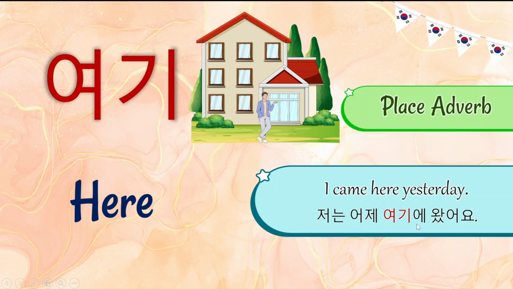As we are talking about a place over here, you have to attach the location particle 에 to 여기. Now, remember that the placement of 에 is usually assumed, and therefore it is very natural to omit 에 in daily life. When you are having a conversation in Korean, it is okay to remove 에 from 여기에. Okay, it is understood. All right, so this sentence could be 저는 어제 여기 왔어요.